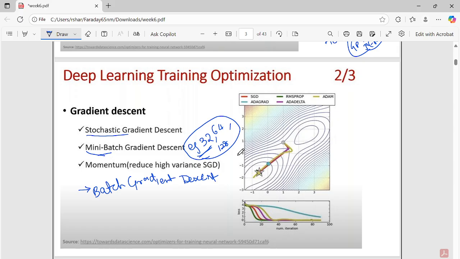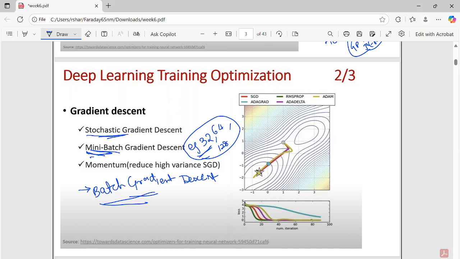So what is this mini batch? I'll go into a little more depth. Mini batch gradient descent is an optimization method that updates the model parameters using a small subset of the training data, called a batch, at each step, rather than using the entire dataset or a single data point. So if we have the entire dataset, it is batch, and a single data point is SGD. So it's in between these two.